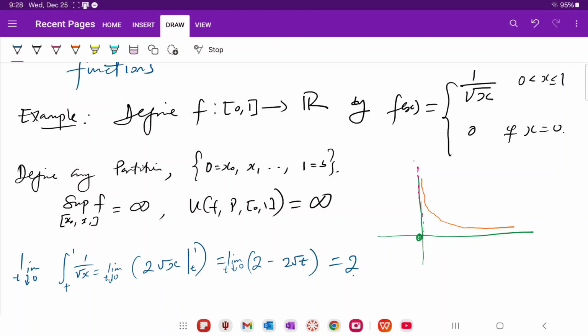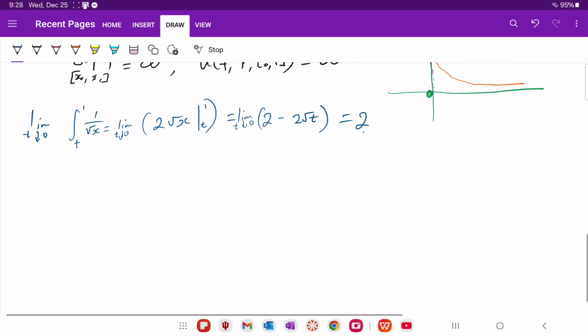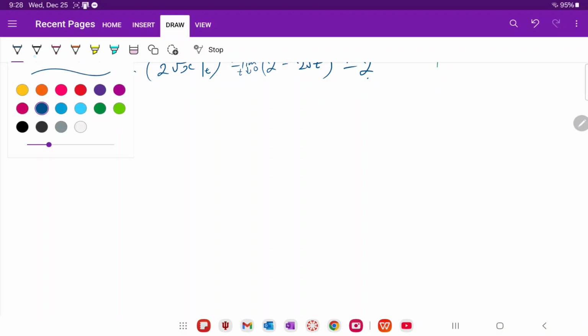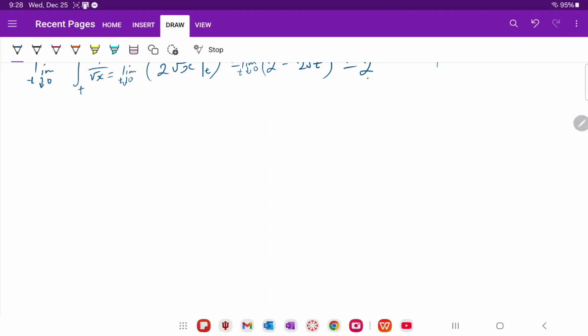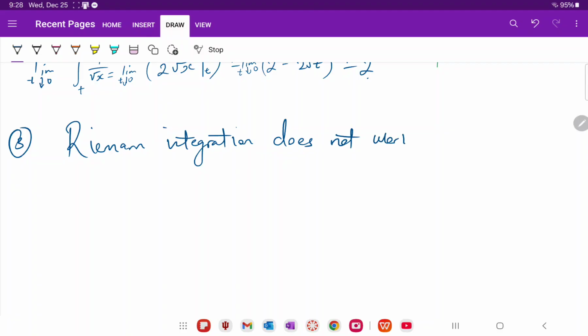Okay, so another issue, number 3, is that Riemann integration does not work well with pointwise limits.